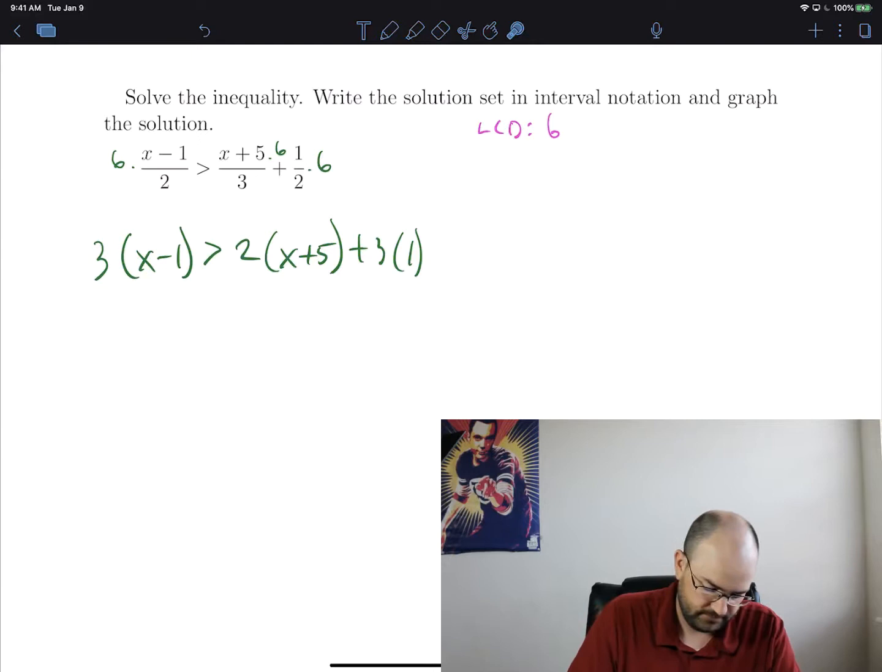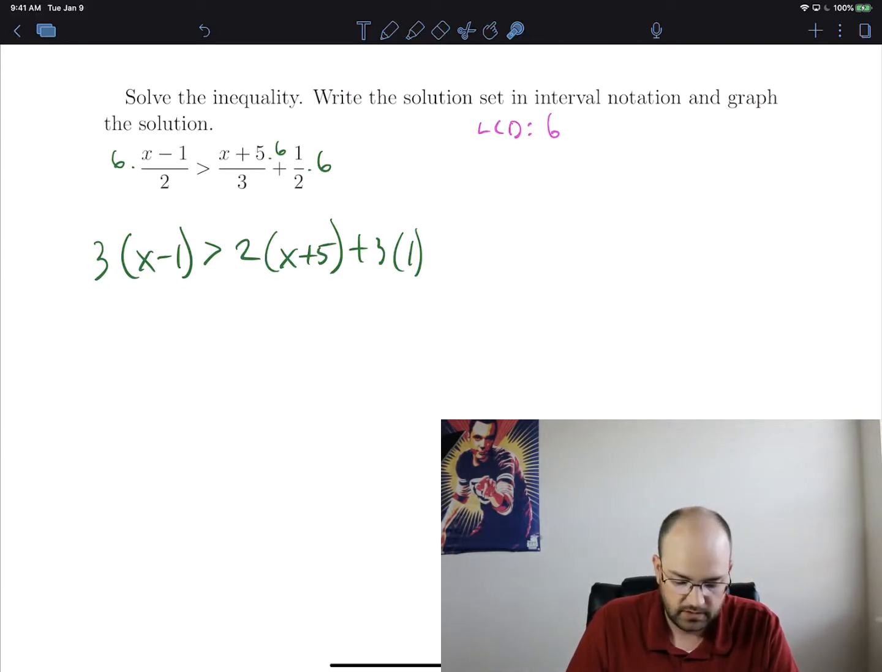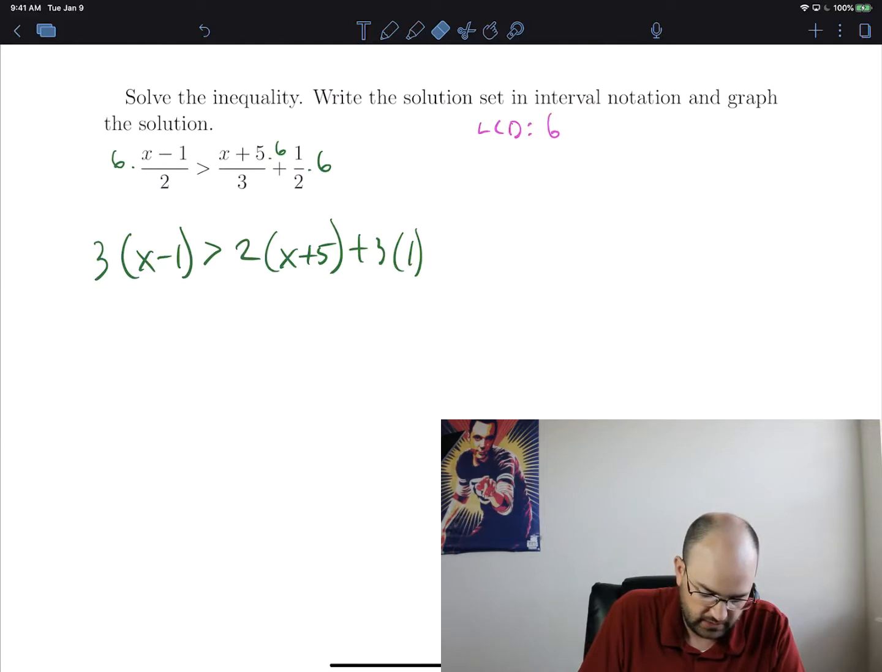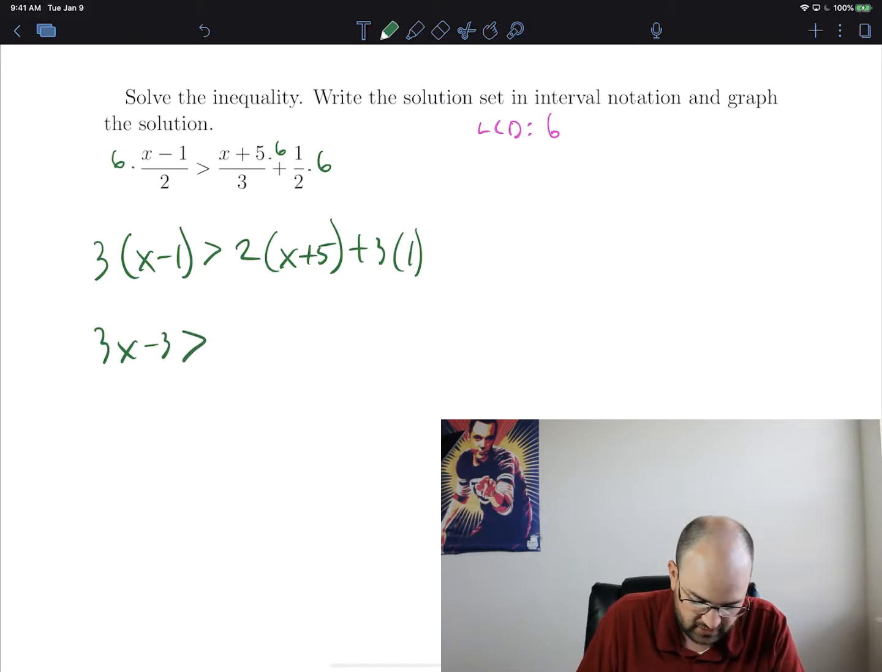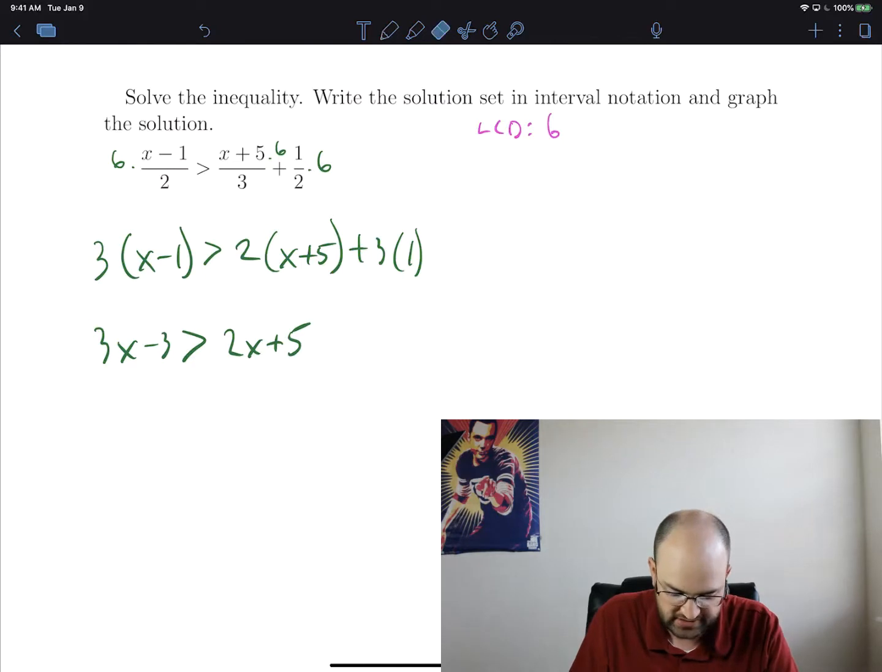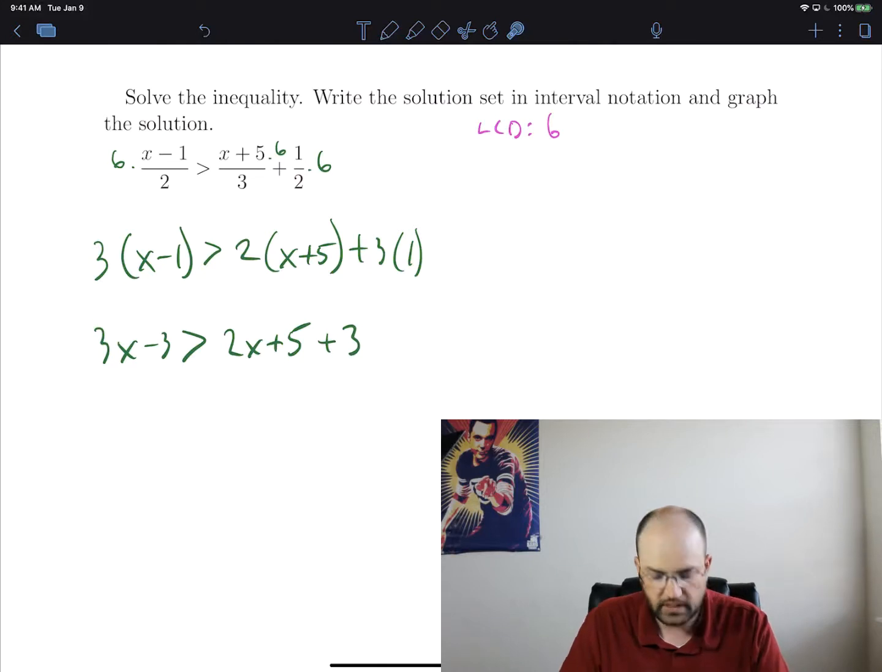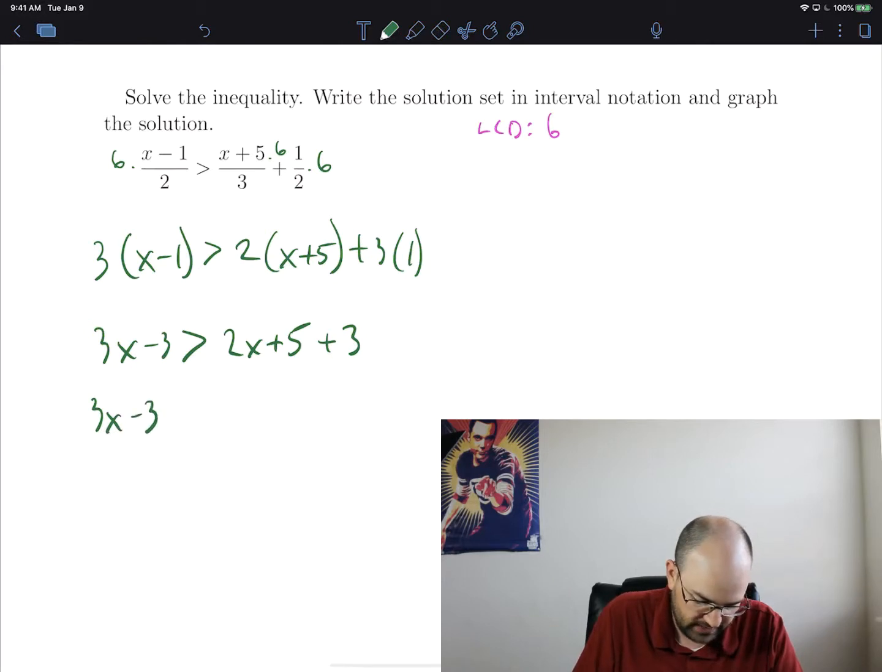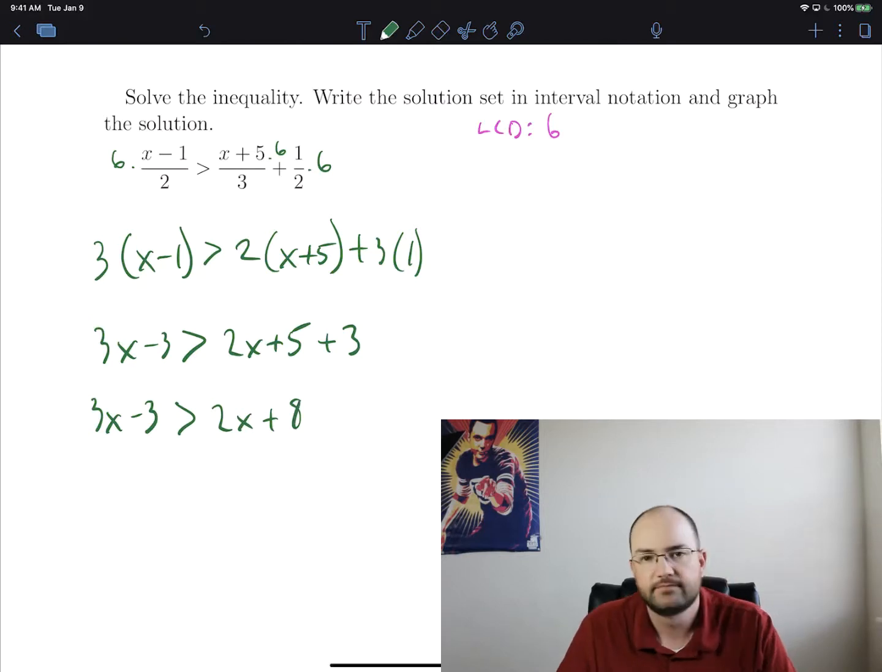Okay, now, distribute the 3, distribute the 2. So distributing both the 3 and the 2, we get 3x minus 3 is greater than, and then over here we have 2x plus 5, and then 3 times 1 is just 3. And then notice I didn't do anything else. All I'm doing is just distributing, just simplifying both sides, which means on the right-hand side, 5 plus 3 is 8. So we have 3x minus 3 is greater than 2x plus 8.